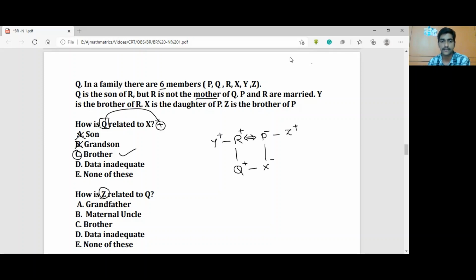Now how is Z related to Q? Now as Z is a male, so obviously male relation will come. And see, Z is one generation above. What are the possible answers? It cannot be a grandfather. It cannot be a brother. So answer must be either maternal uncle or some other answers. And we know that Q and X are siblings to each other, and Q and X are children of P, as P is a female, and this side relations will be all maternal relations. So this will be maternal uncle. So Z is the maternal uncle of Q. So answer for this question is maternal uncle.